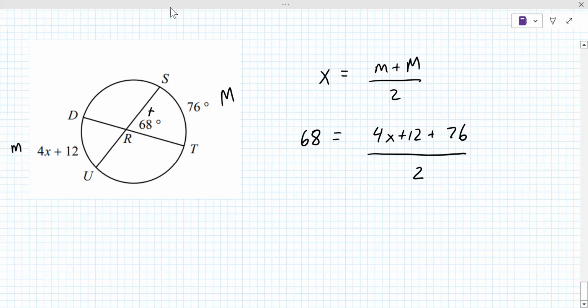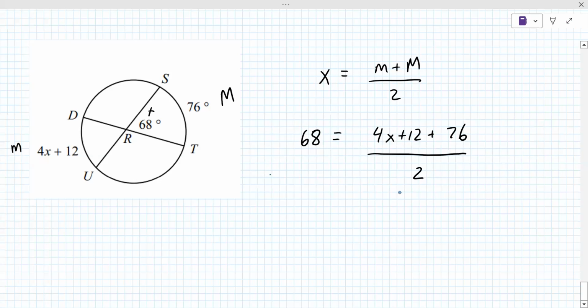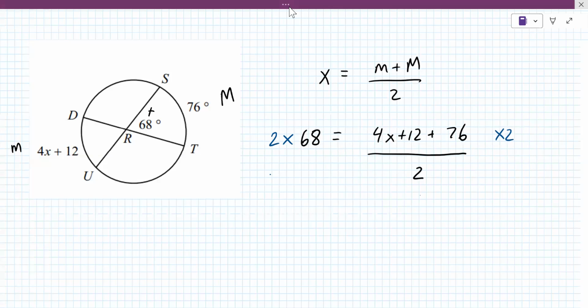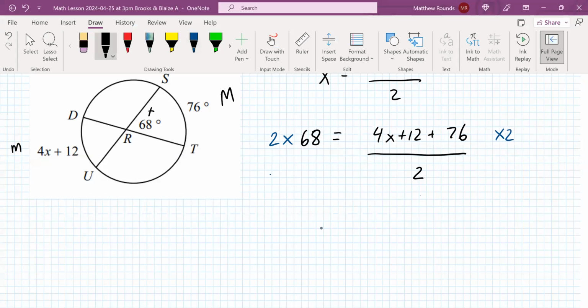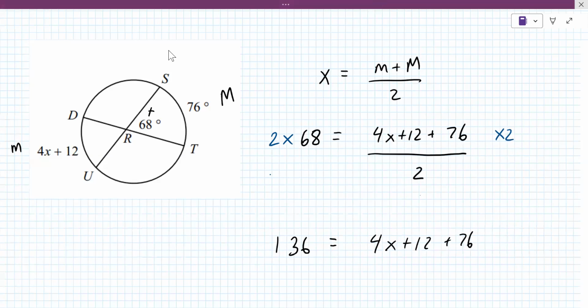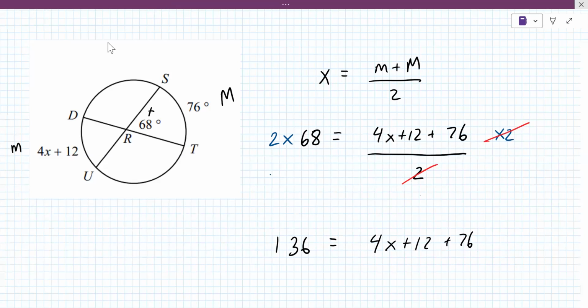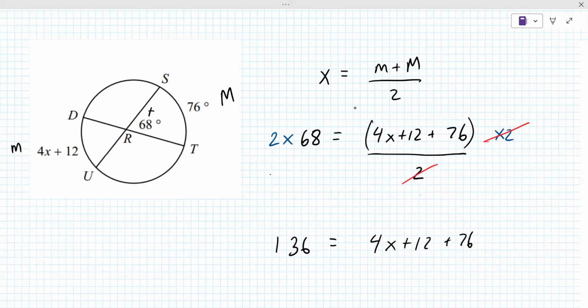So how would I do this one? You have to first undo the division by 2. How do you undo that 2 there? I would times it by 2. The whole thing times 2, left and right. So on the left, that's 136. On the right, it's 4X plus 12 plus 76. Notice that when you multiply it, it clears out the bottom. Is that okay? Yeah. All right.